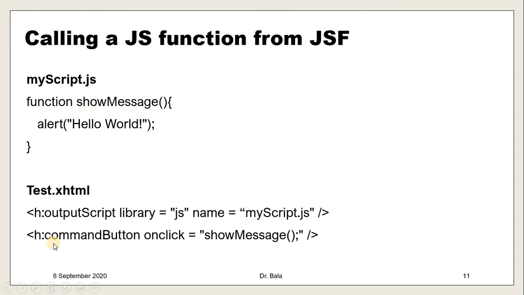And in the command button, we are going to call it through the onclick event which connects with the JavaScript. In the onclick event, I say showMessage. showMessage is our method which is declared in the myscript.js file. What will happen? On click is an event, JavaScript showMessage will be called, then the alert message will be shown. So this is calling a JavaScript function in JSF.